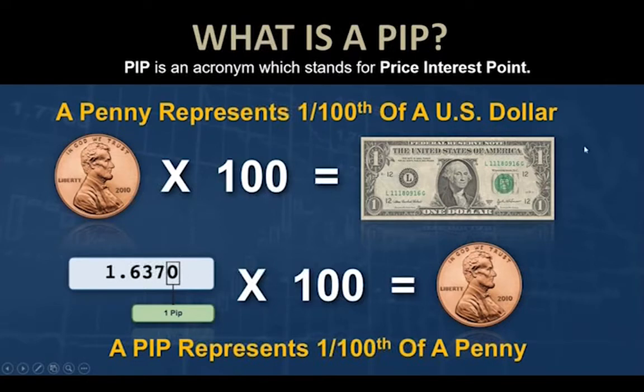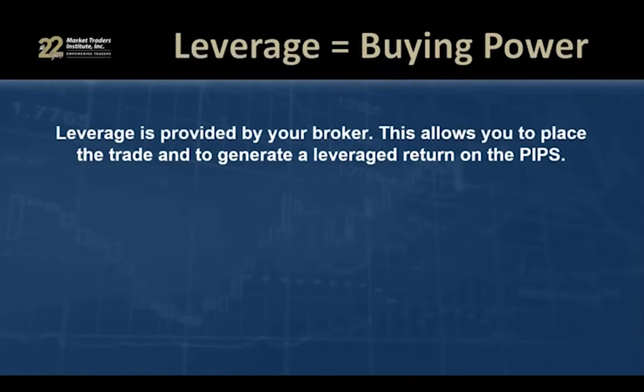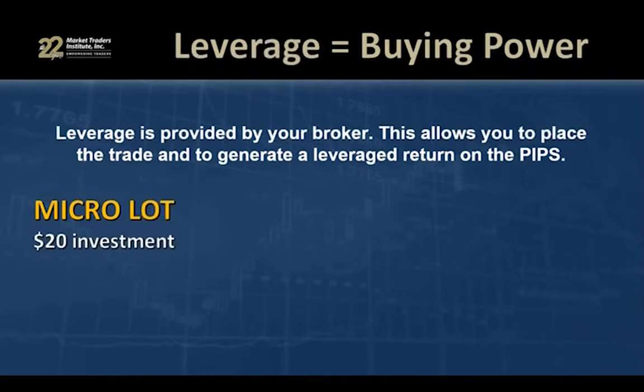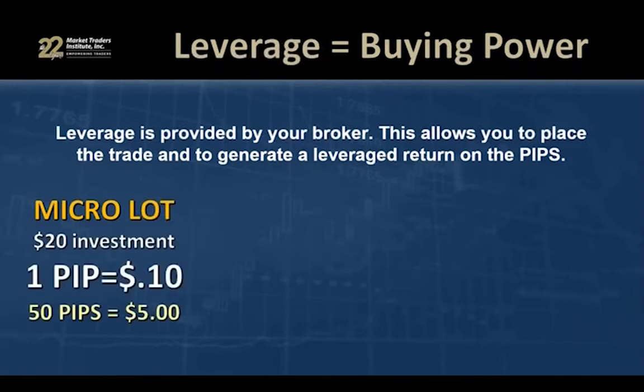Now, before we jump into the market, we have to determine how much these pips are going to be worth. We're going to utilize leverage in this market. This leverage is going to provide buying power in this market. The leverage is going to be provided by your broker. This is going to allow you to place the trades and to generate a leveraged return on the pips. In the Forex market, we trade in lots. We have three basic lot sizes. We have what's called a micro lot.